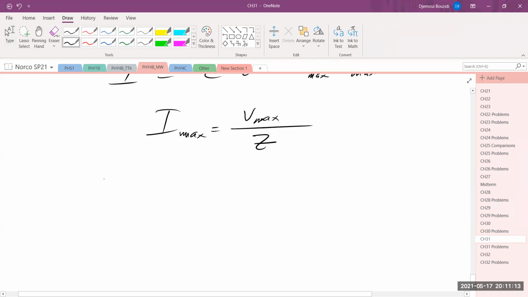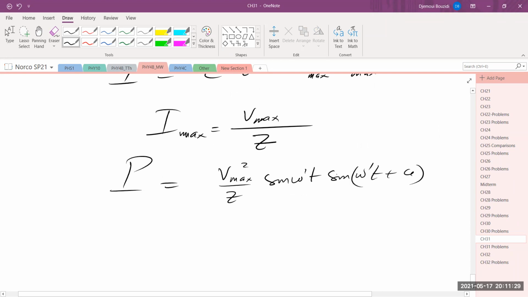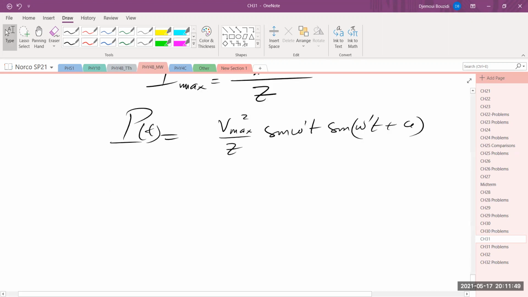The power is equal to Vmax squared over Z times sine of omega prime t times sine of omega prime t plus phi. The power is time dependent, as you can clearly see. So if you put, for example, a light bulb in, it's going to drain energy at a time-dependent rate. So you need to find the average power. P average is the one that is actually of importance here.